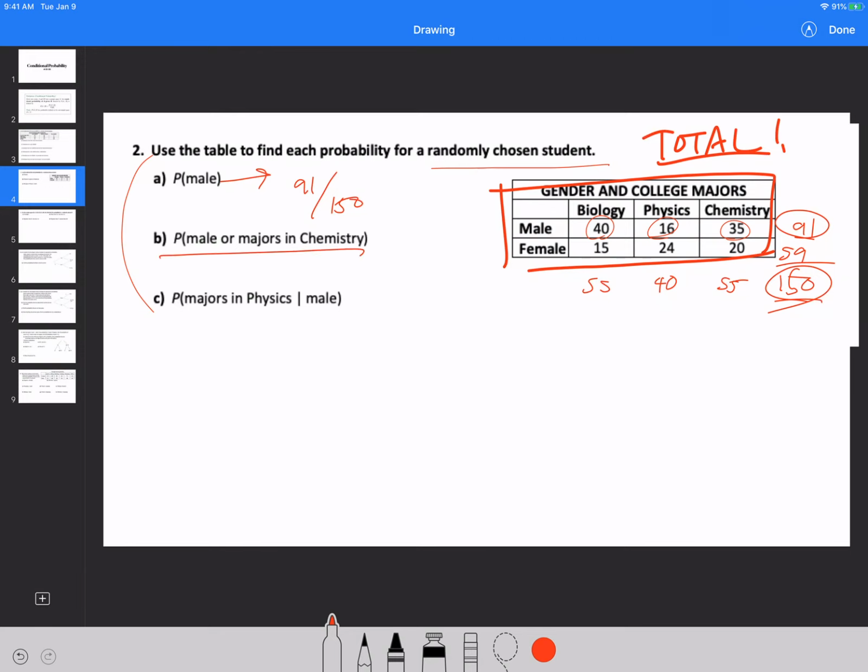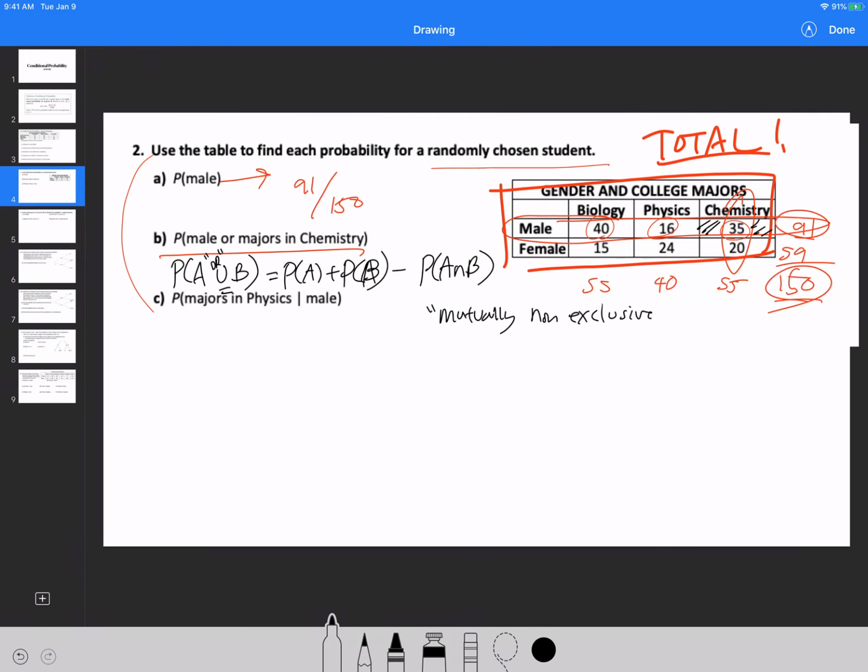Second, the probability of male or majors in chemistry. So we're talking about male, and then we're talking about chemistry. Notice how this 35 is the one that's being overlapped. If you remember from last time, the probability of A or B, the U shape, which I will just write as "or" so that you know, would be the probability of A plus the probability of B minus the probability of A and B happening at the same time, for what we call non-mutually exclusive events.